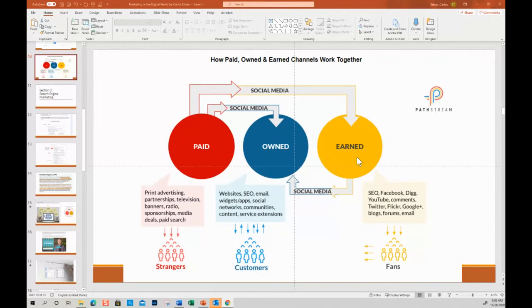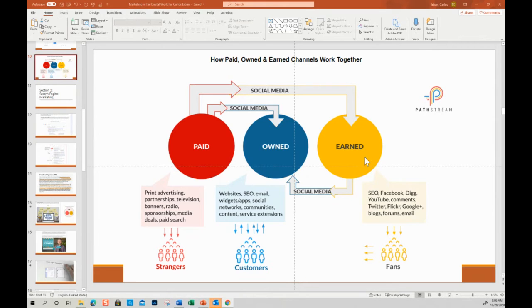Now, earned is the most difficult one because this is generated by those people that have been affected by this media. So these are all the hashtags, or if somebody puts a like or something becomes viral. So these are things that you don't pay for, but you earn them. You earn them as a result of your paid media and owned media, okay?